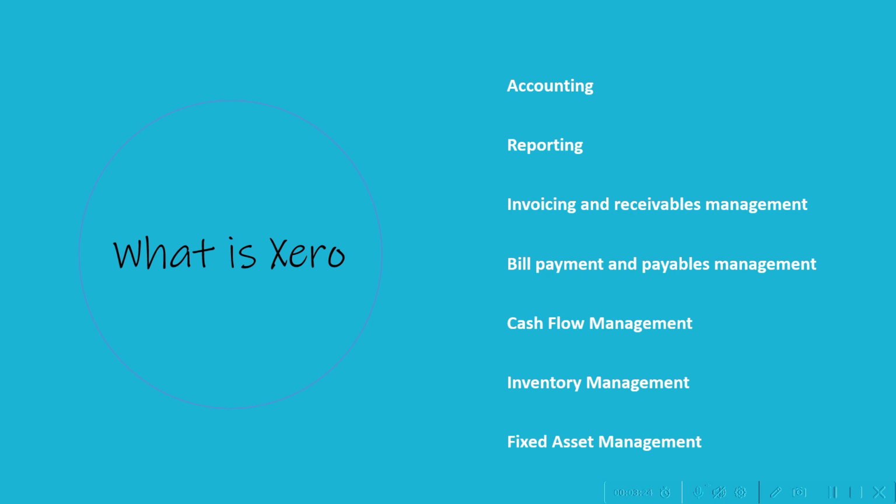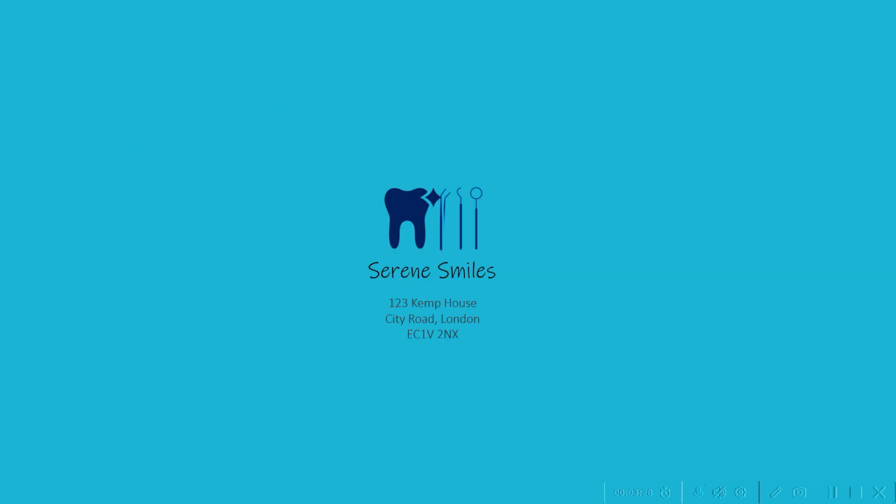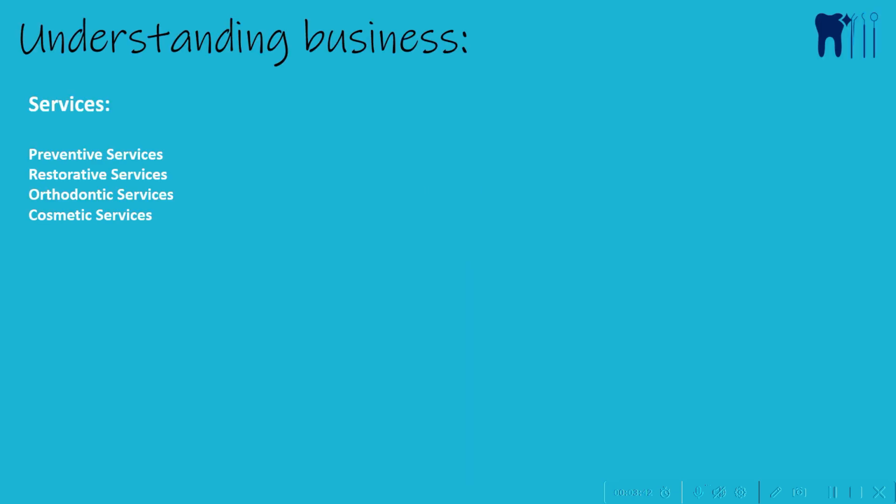Now, how would we approach this course? Well, first of all, we will set up the books for a small demo business. The name of this business is Serene Smiles, and this is a dental clinic in London. Are there any special business requirements for that? Let us take a look.